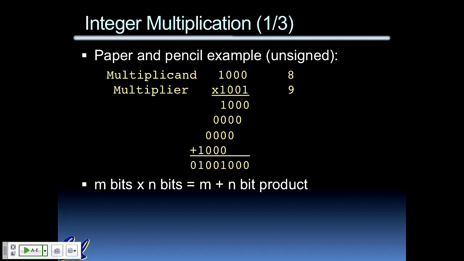But one thing to notice, when you multiply an n-digit number by an m-digit number, you get an n plus m digit result, right? The possible output is much bigger than either of the two inputs. So m by n bits, you get an m plus n bit product. So on MIPS, if you multiply a 32-bit number by another 32-bit number, how big can the result be? 64 bits, right? So you have a 64-bit result. Where's that going to live? All our registers are only 32 bits wide.